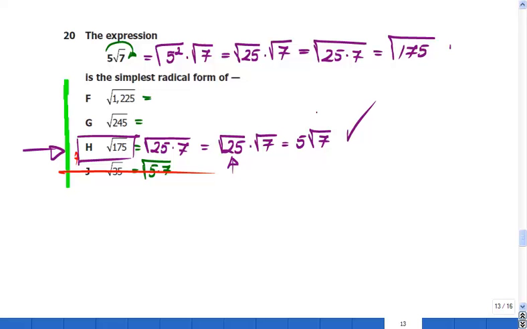So these are two ways in which we can solve this problem. There may be other ways, whichever works for you.